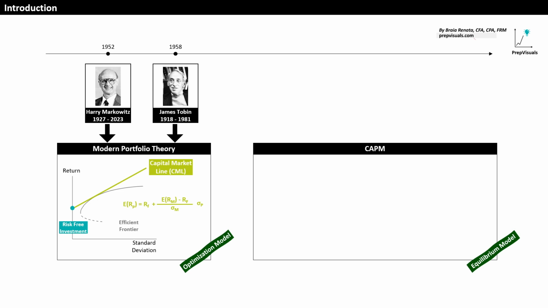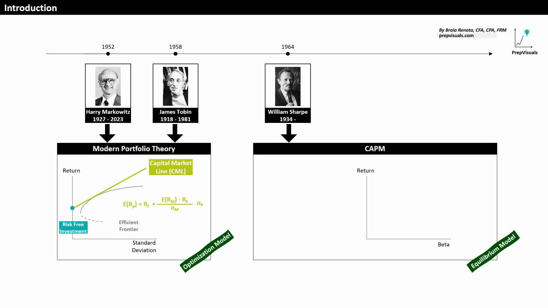Now, later on, William Sharpe enters the picture and he's credited with developing the CAPM model. The CAPM model is conceptually similar to modern portfolio theory, except that the risk-return relationship is expressed in terms of return and beta. Sharpe's work ultimately led to the development of the security market line, which is defined by the iconic CAPM equation.